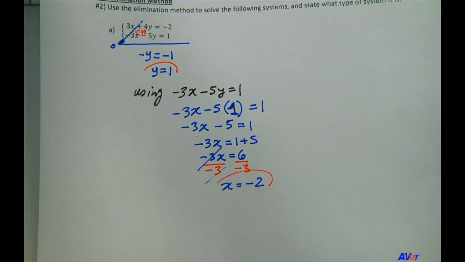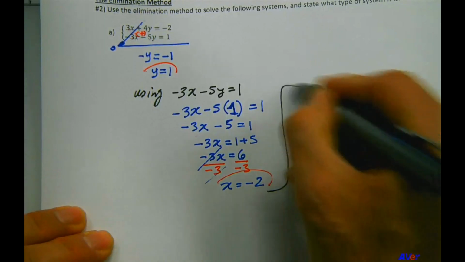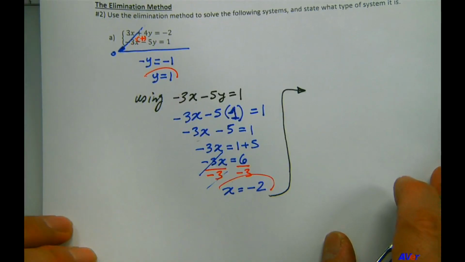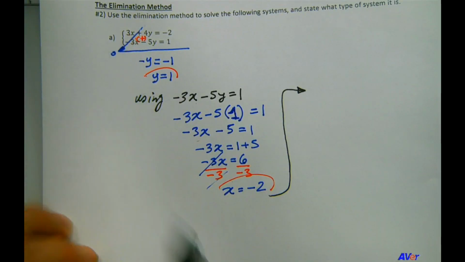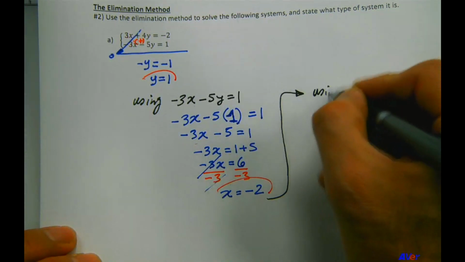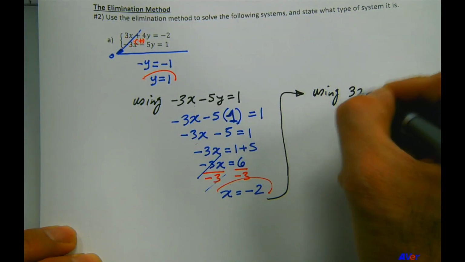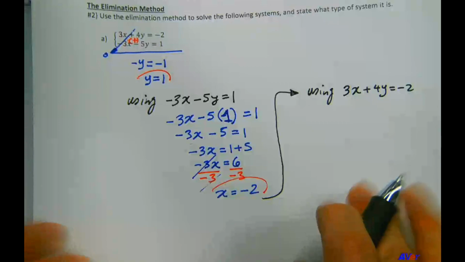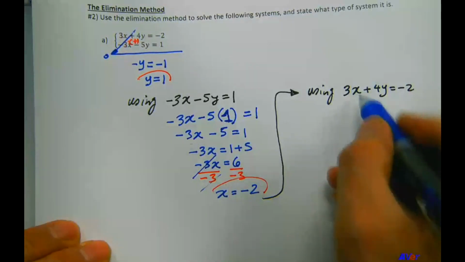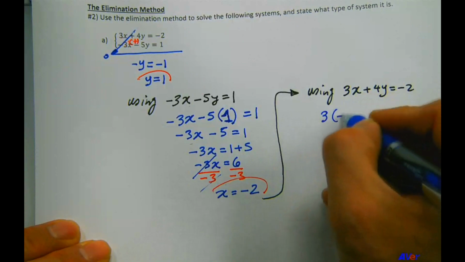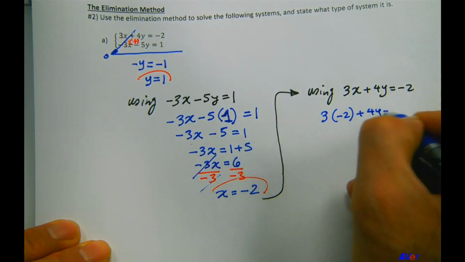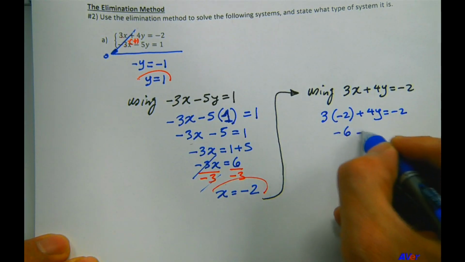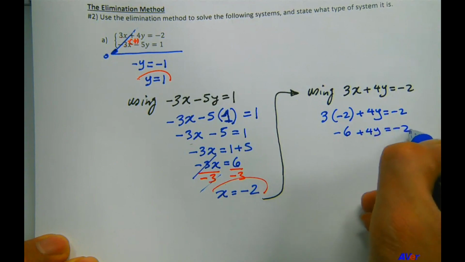How about y? Well, we can substitute now for x in any of these equations and solve for y. Let's substitute in the top equation. So using 3x plus 4y equals minus 2, right? Let's substitute for x with negative 2. 3 times negative 2 plus 4y equals minus 2. So we have minus 6 plus 4y equals minus 2.